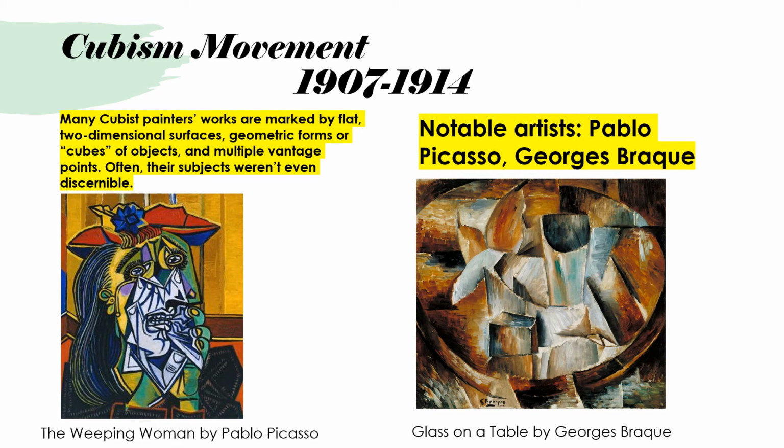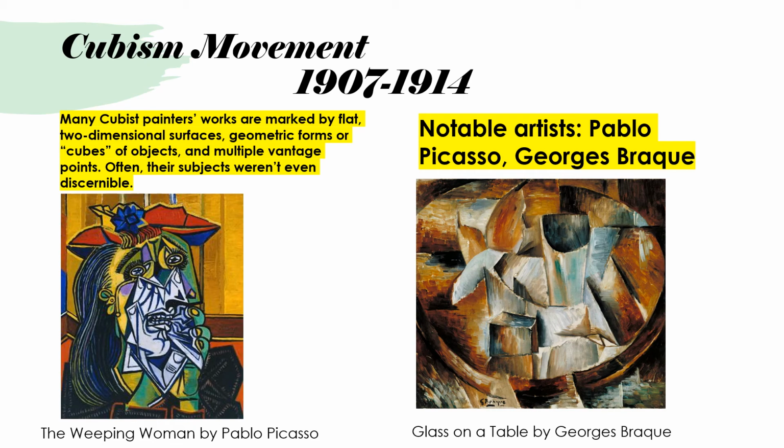Many Cubist painters' works were marked by flat, two-dimensional surfaces, geometric forms, or cubes of objects, and multiple vantage points. Often their subjects weren't even discernible, so we couldn't even tell where the face was pointing or what was going on. Now we can usually tell what the subject is, but sometimes not. So for instance, if we're looking at the picture on the left, The Weeping Woman by Pablo Picasso, can we tell it's a face? Well, yeah, we can tell it's a face.